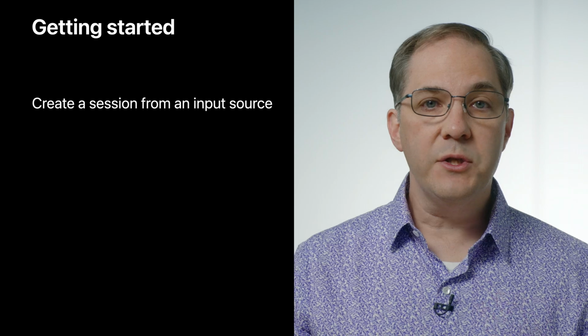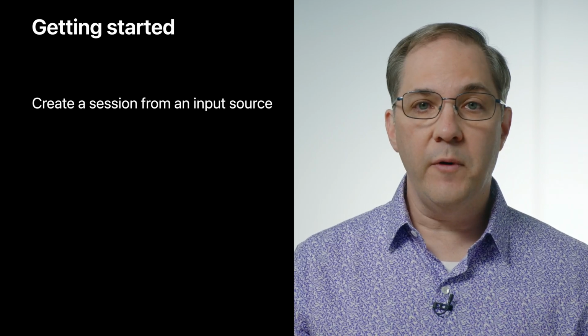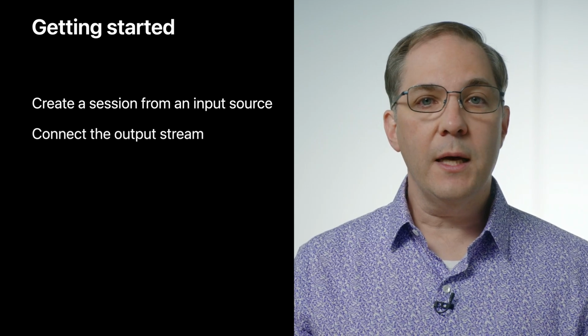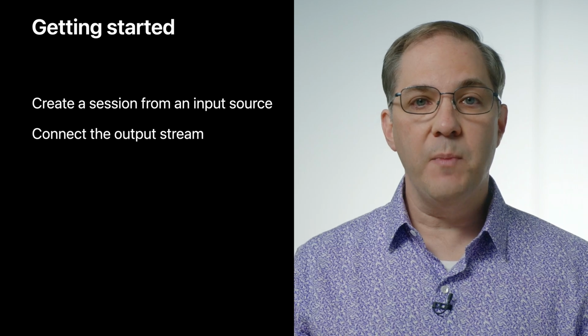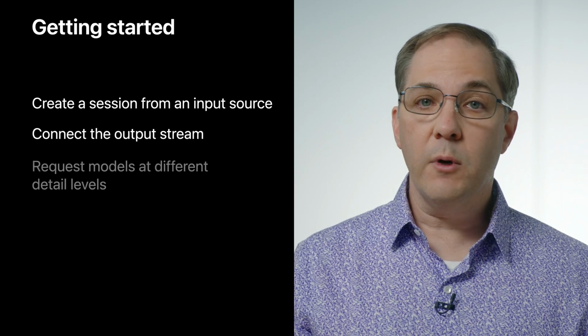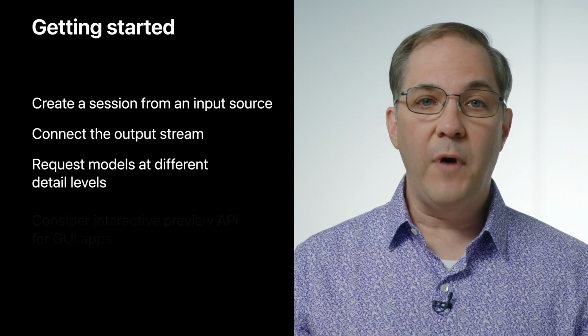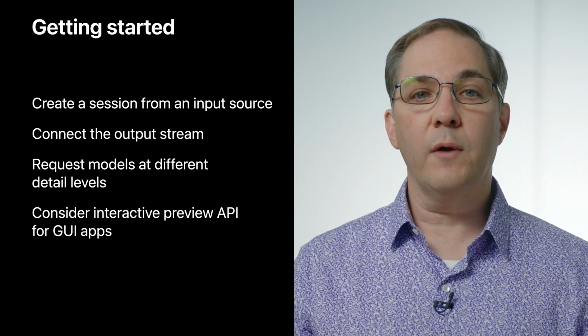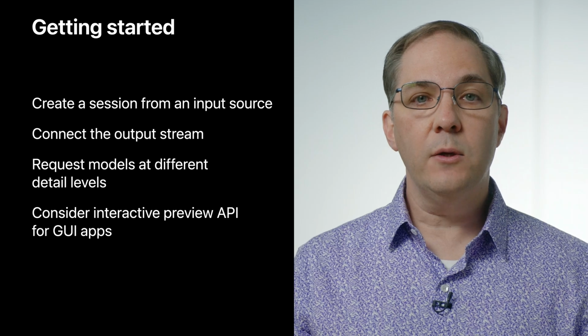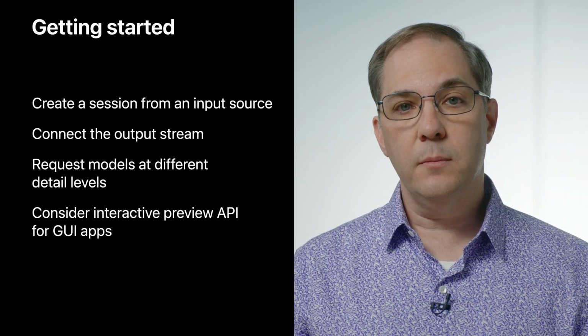And that's all there is to getting started with the new Object Capture API. We saw how to create a session from an input source, such as a folder of images. We saw how to connect the async output stream to dispatch messages. We then saw how to request two different levels of detail models simultaneously. Finally, we described the interactive workflow with an example RealityKit GUI app for object capture. Now I'll hand it off to my colleague Dave McKinnon, who will discuss best practices with object capture.